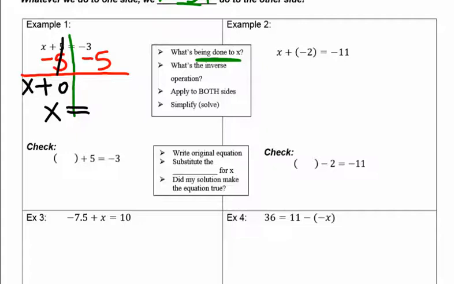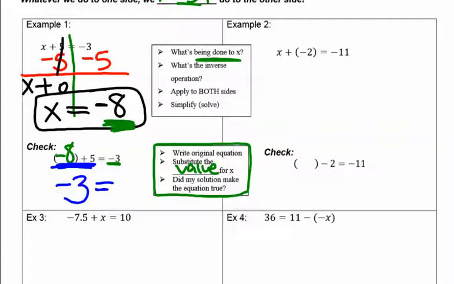So now on the right side, -3 minus 5, that's a build for the negatives. We're gonna have 8 negatives. And I'm done. I got x by itself. X is -8. Now what's really awesome about this unit is we can check our answers.